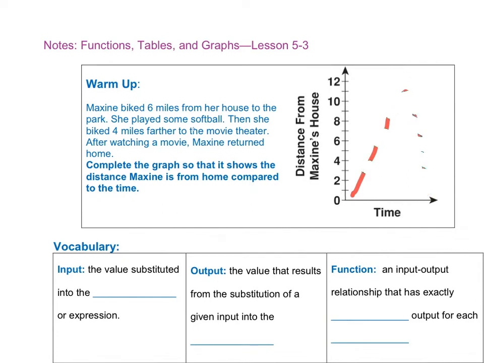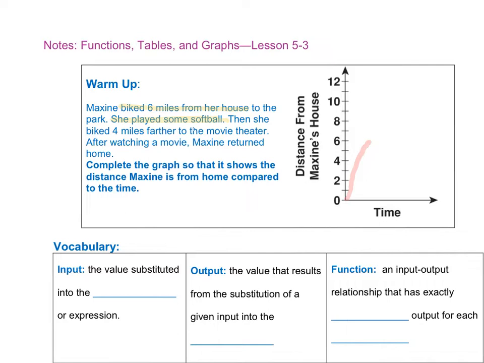So let's think about the information we were given in our description. Maxine biked 6 miles from her house to the park, and at the park she played some softball. So she's going to spend some time there. In my graph, she's going to go from home and she is biking. If she's biking, she's not going to get there instantly, so we're not going to see a curve like that. It's going to happen over time.